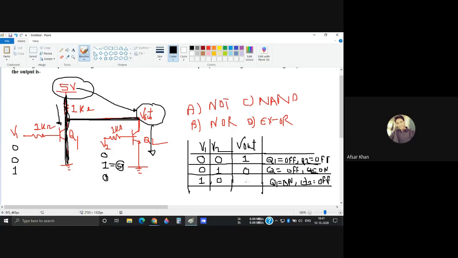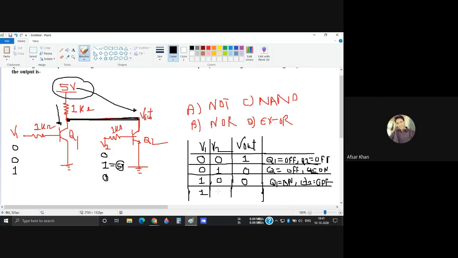What is the condition of output? It will be 0. Yes or no? Yes, sir. Very good. So in this case, again we are getting 0. Now the last case.